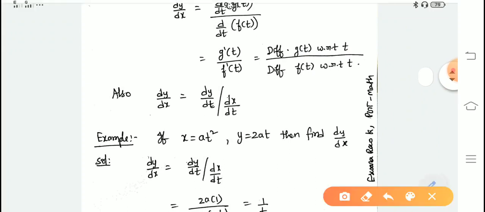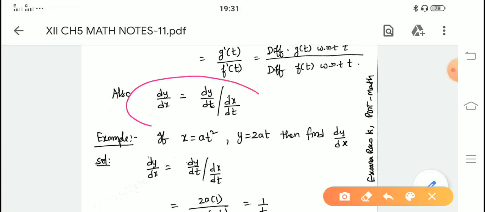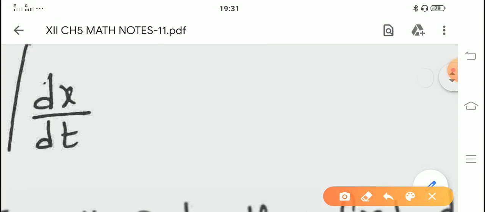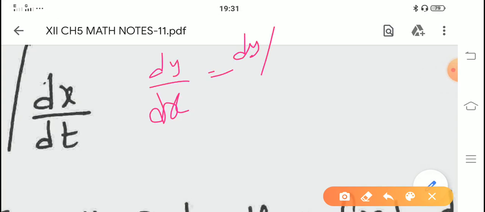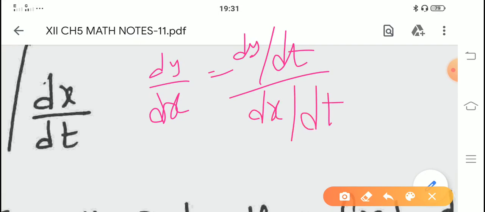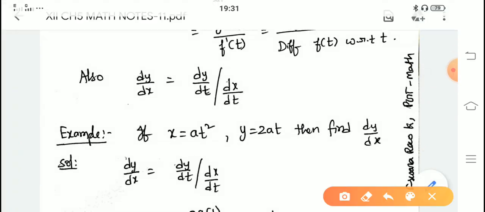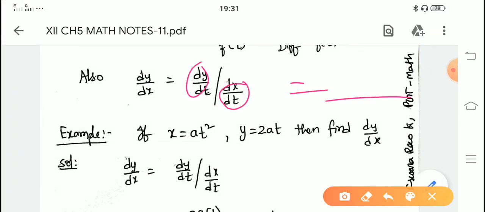In other words, I can express most of the problems we do like this only. In short, dy by dx can be expressed as dy by dt by dx by dt. So how to write dy by dx? We can write it as dy by dt by dx by dt. That means y and x are differentiated with respect to t. Then you can write the answers dy by dt and dx by dt as a fraction. Then you get the final answer.